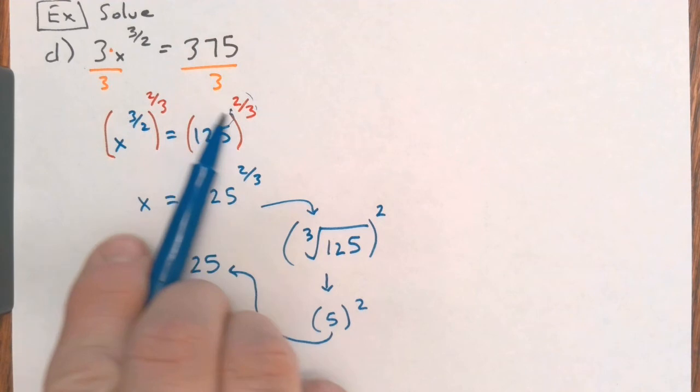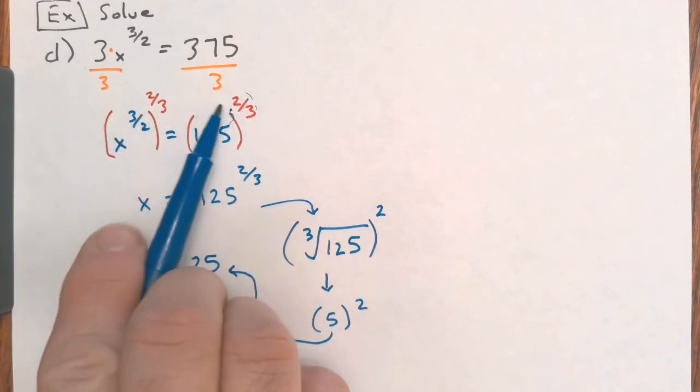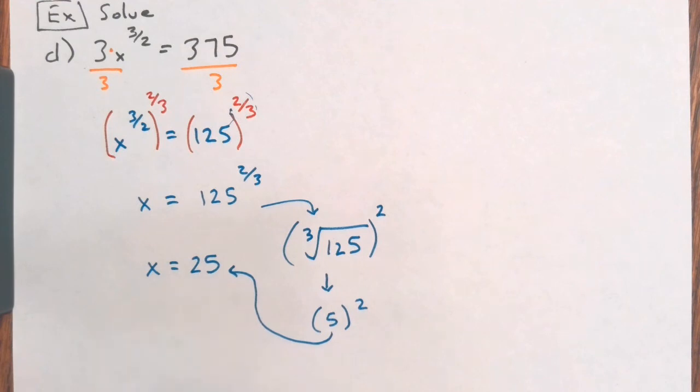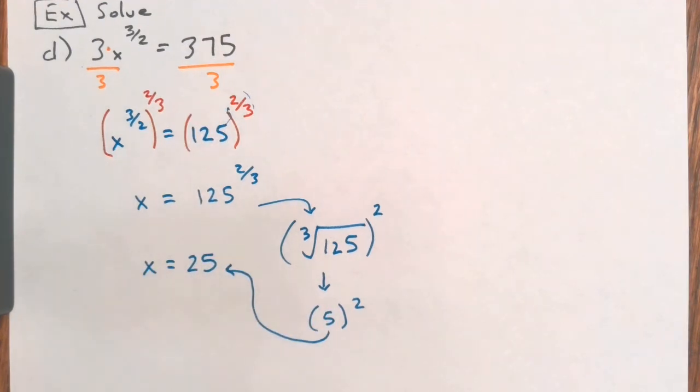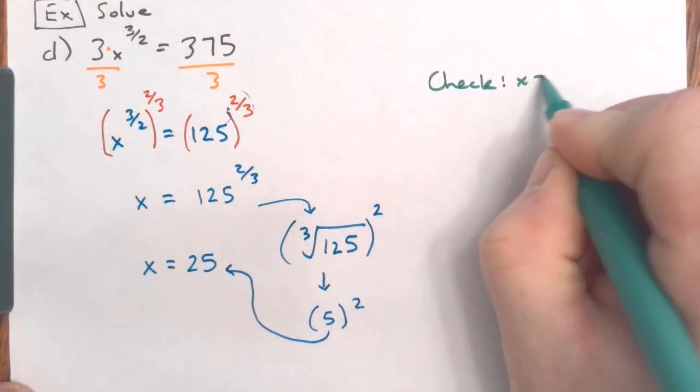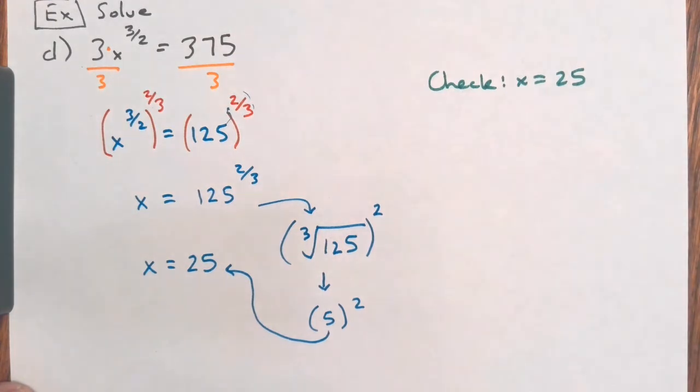So take a look at when you raise both sides to a power, and look at the top number only to determine if you have to check this or not. Our top number is 2, which is even, so we do need to check our work on this problem, because we raised both sides to an even power.